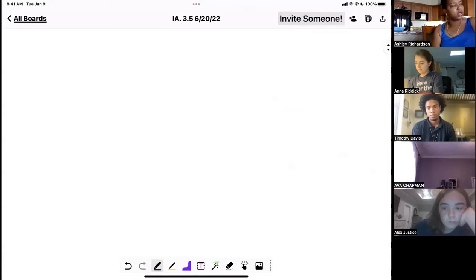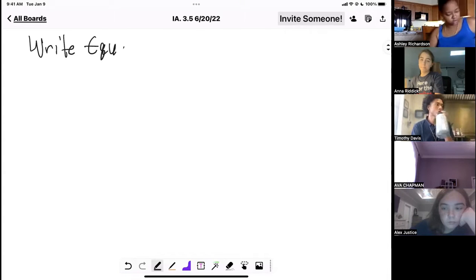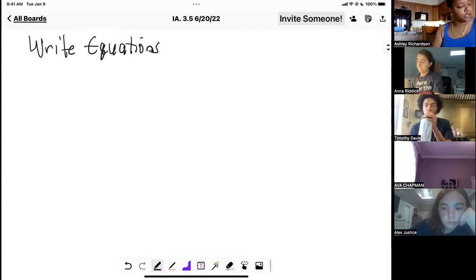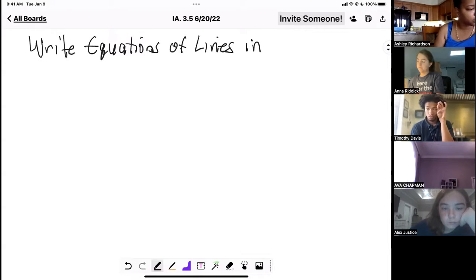Now, that was slope-intercept form. New form: writing equations of lines in point-slope form.